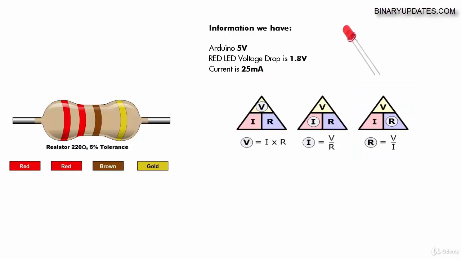So let's calculate the resistor value R by putting in the values that we have. Resistance R is equal to the Arduino input voltage, that is 5 volt DC, minus the voltage drop of 1.8 volt of the red LED, divided by the current of 25 milliampere. So if we put in this information, it simplifies to resistance R is equal to 5 minus 1.8 divided by 0.025 in ampere, which gives us resistance R is equal to 128 ohm.